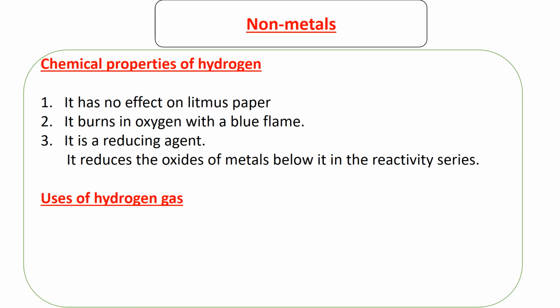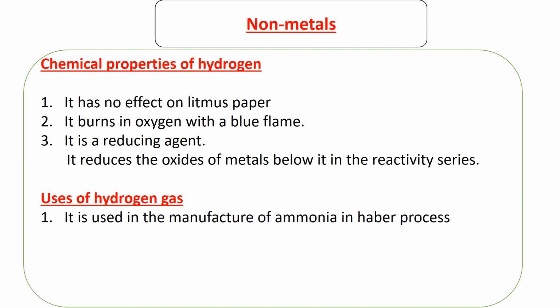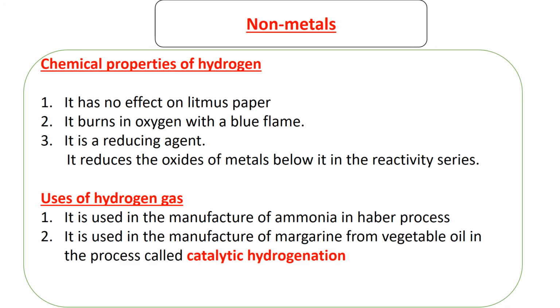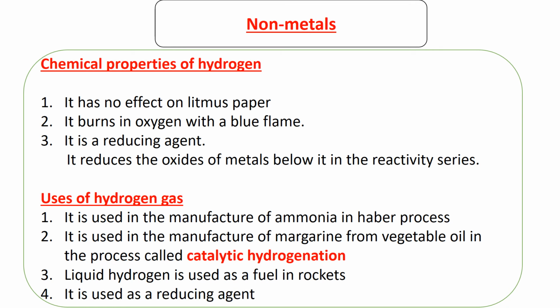So what are some of the uses of hydrogen gas? First, it is used in the manufacture of ammonia in a process called the Haber process, which we're going to study when we are studying nitrogen. Second, it is used in the manufacture of margarine from vegetable oil in a process called catalytic hydrogenation, which we're going to study also when we're dealing with organic chemistry. Liquid hydrogen is used as a fuel in rockets. And finally, it is used as a reducing agent.